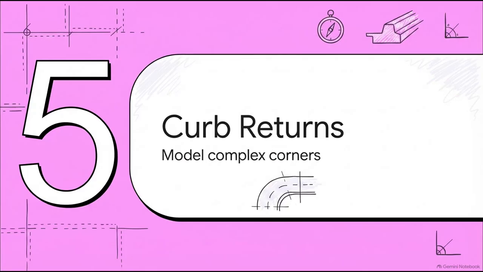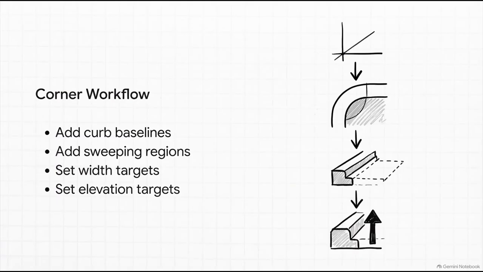Which brings us right into Section 5, modeling the curb returns. Okay, with that isolated space now opened up, we manually model those complex corners, which professionals call curb returns. This step takes extreme precision and care, because these corners have to perfectly bridge the gap between our two separate road systems. The workflow is highly structured here. We add our 4 curb returns as fresh baselines, and then we sweep those regions right around the open corners.